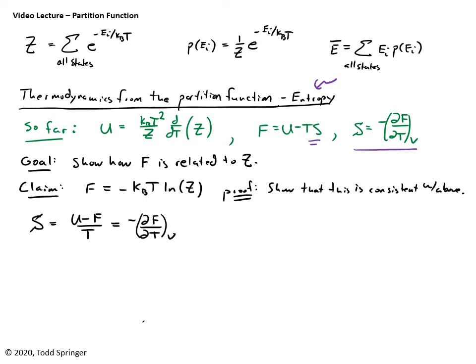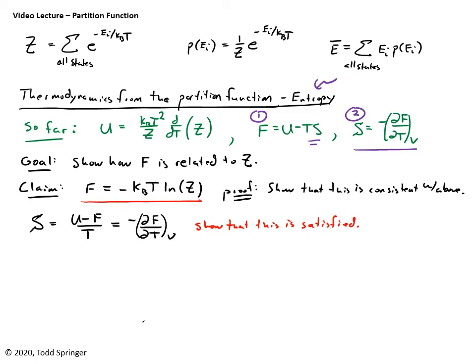Okay, so I've got two equations here. One, if I solve equation 1 for entropy S, I get this: S is U minus F over T. And then I've got another equation here, which involves S, which is this one: S is equal to minus dF/dT at constant V. So those are two different equations for S. Both have to be true, so they have to be equal to each other. So now I'm going to show that this equality is satisfied if F is equal to minus k_B T log Z.